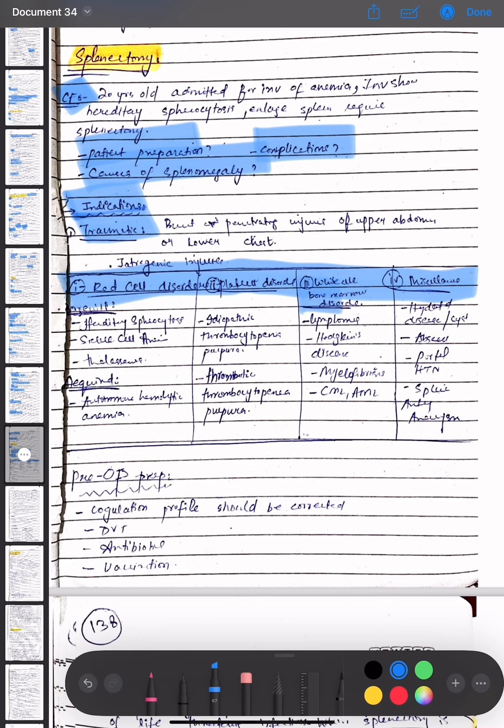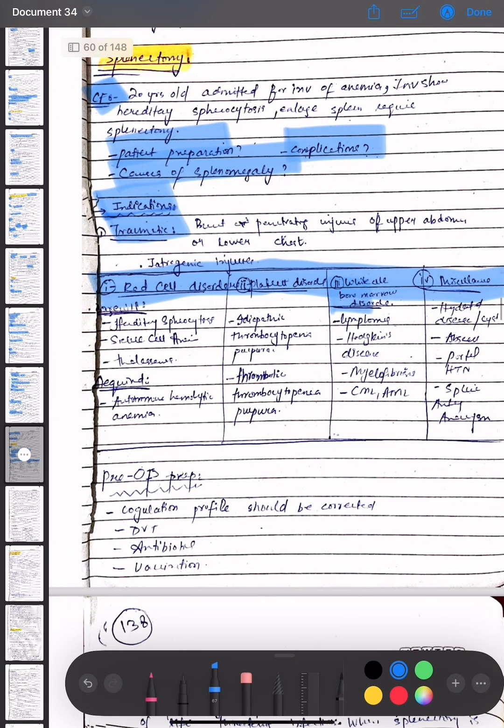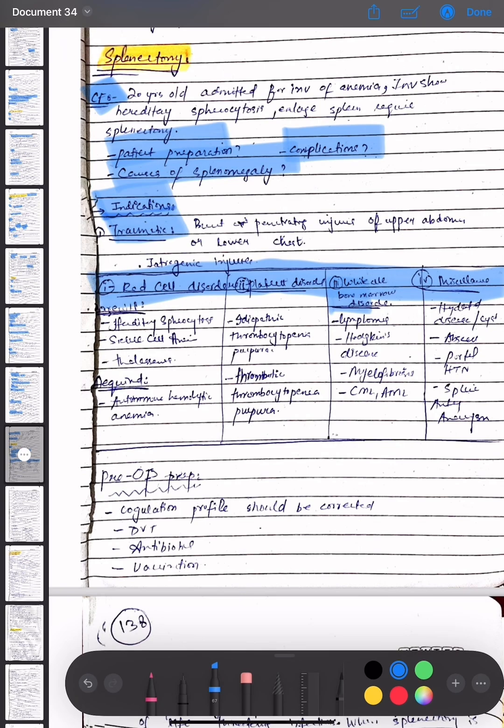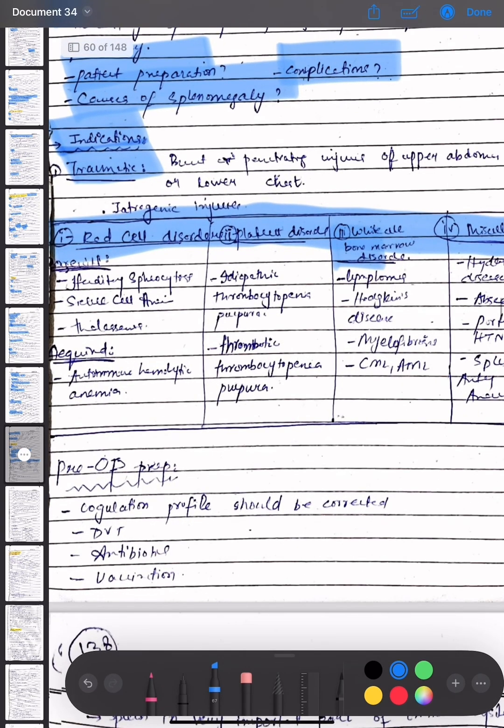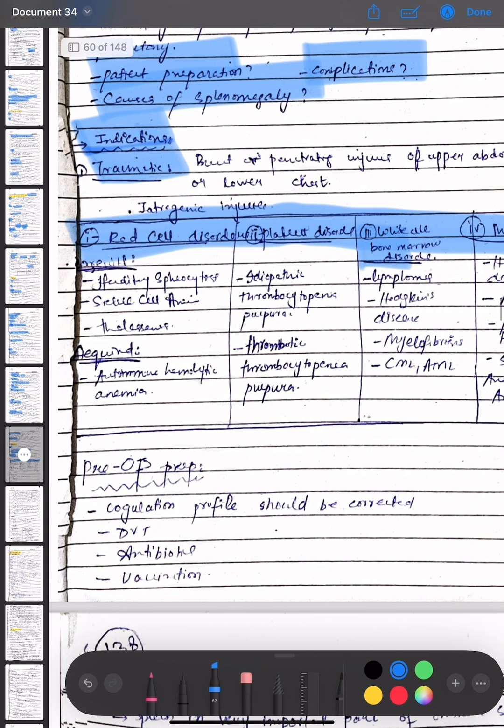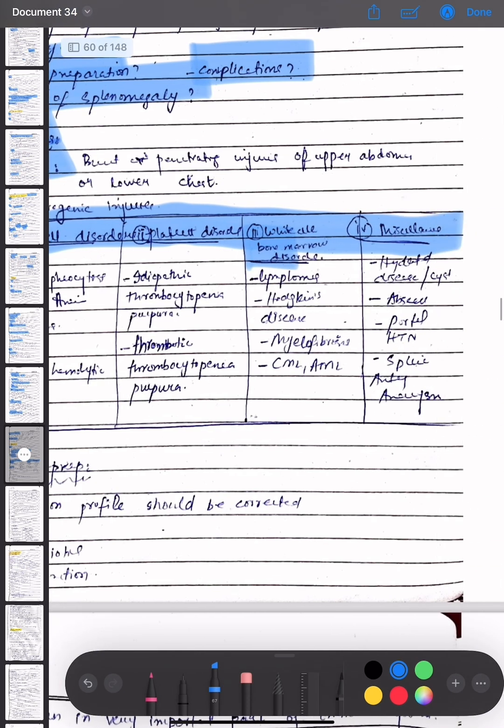Now, in the first one, we have hereditary spherocytosis, sickle cell anemia, and thalassemia, and in the acquired, we have autoimmune hemolytic anemia. In the platelet disorders, we have idiopathic thrombocytopenic purpura and thrombotic thrombocytopenic purpura, and in the white cell bone marrow disorders, we have lymphomas, Hodgkin's disease, myelofibrosis, CML, and AML.